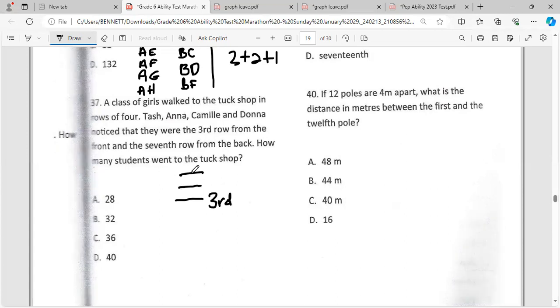So we use the information, right? We know that it's 4 persons in a row. So you have 4 girls here, 4 here, and then you have these girls, right? Because they say that they are in the 3rd row from the front. So that means this is their row. But they also said they are 7th from the back. So let's see.